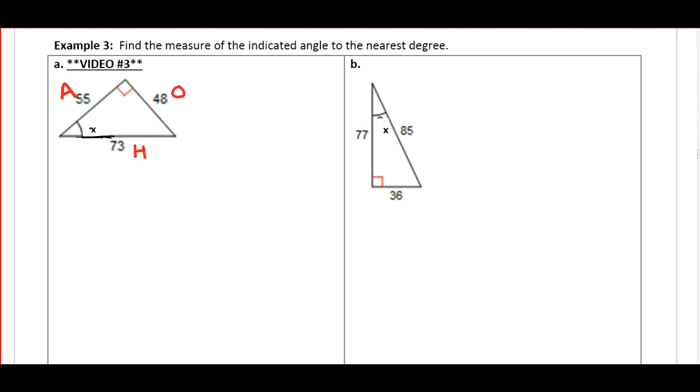So just for fun, I'm going to start this problem, and I'm going to try it using the tangent. So I've got the tangent of x, and I know tangent is opposite over adjacent, so that's 48 over 55. Alright, and then I figured out in the last video, if I want to solve for x, I have to take the tangent inverse of both sides, so I know that x is going to be the tan inverse of 48 over 55. And if I plug that into my calculator, I should get 41 degrees.